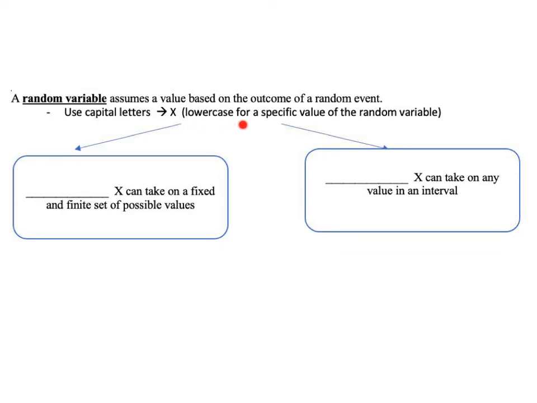We then use little lowercase x's typically when we're talking about a specific probability, like what is the chance that the random variable ends up being 1/2 or something. We have two types of random variables. We're going to start by talking about discrete random variables, and then we'll move on to continuous.